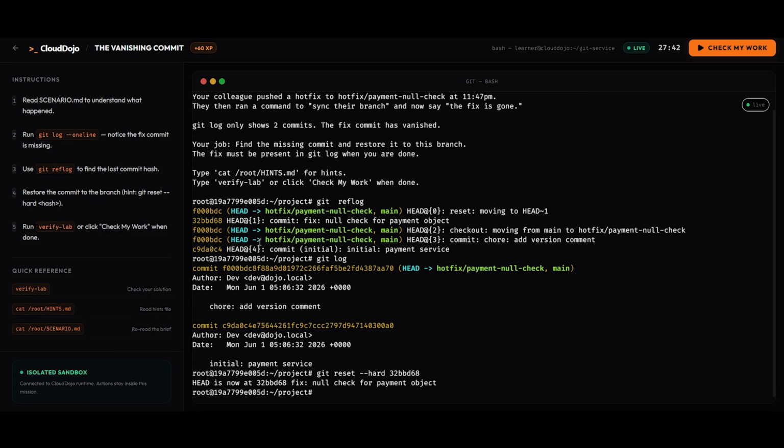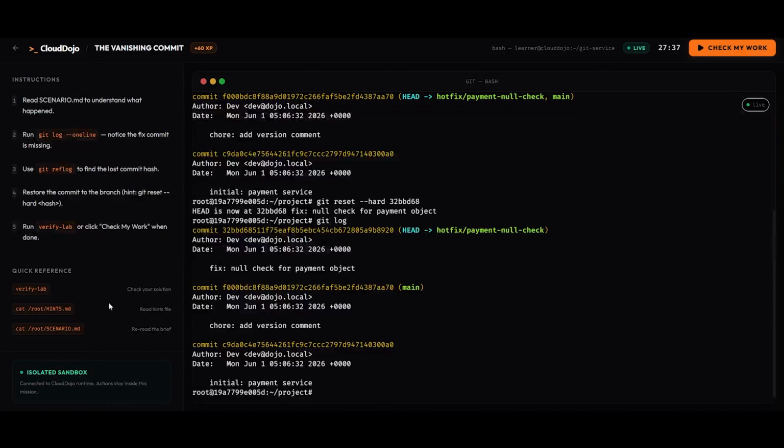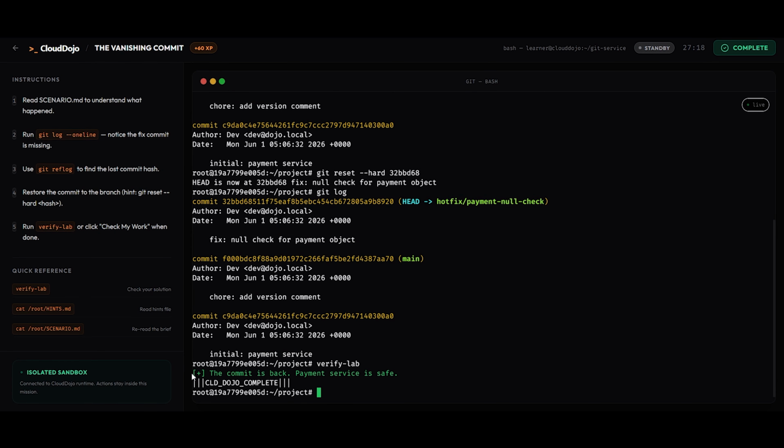Now if I do git log, this particular commit is restored. The fix that cute girl was trying to implement is there. Now to verify if our solution is correct or not, we can simply run verify lab. Okay, so our commit is back, payment service is safe, and the cute girl is impressed. Now she is asking us to go for a coffee next weekend. Well done. So this is one vanishing commit problem around git reflog and git log.